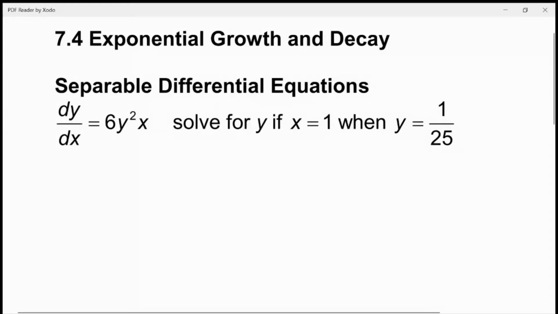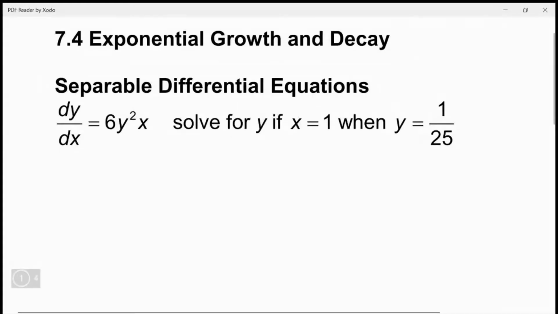We talked about the steps, but I just want to reiterate how important showing all these steps are. So we have this separable differential equation, dy/dx is 6y squared x. Solve for y if x is 1 when y is 1/25.